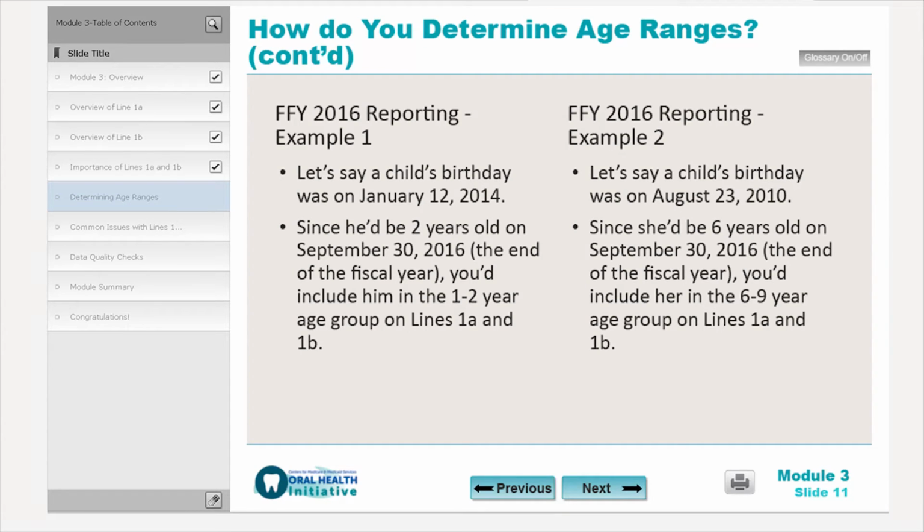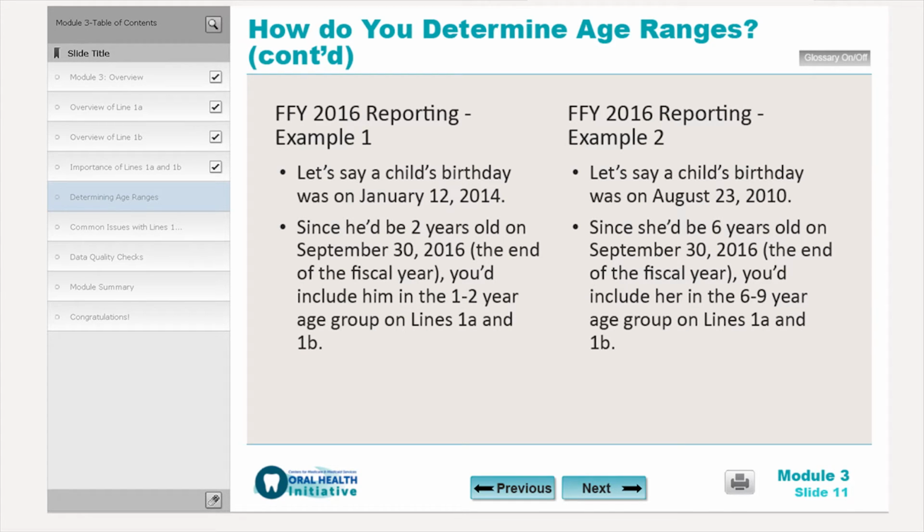Let's review a couple examples of how to determine which age range to use when reporting an individual child's data. For our first example, we'll assume we are reporting for federal fiscal year 2016. Let's say a child was born on January 12, 2014. This child would turn 2 years old on January 12, 2016. On September 30, 2016, which is the end of the 2016 federal fiscal year, the child would still be 2 years old, so you'd include him in the 1 to 2 year age group on lines 1A and 1B.